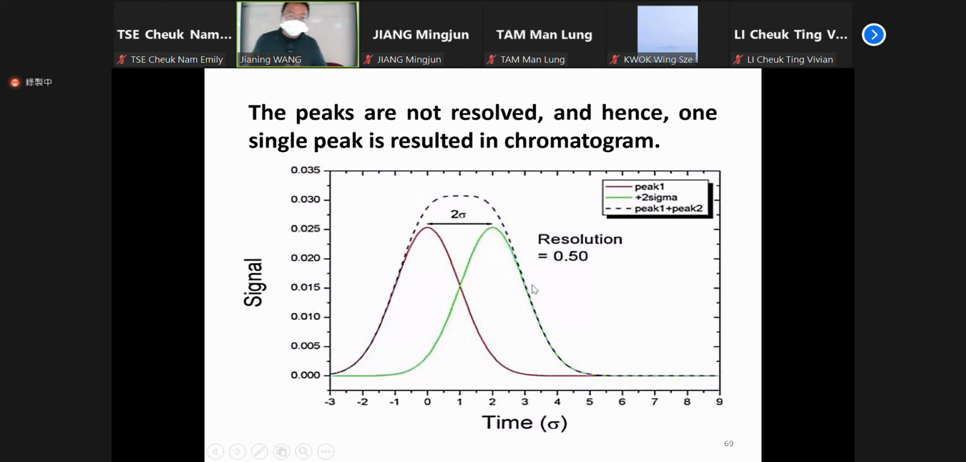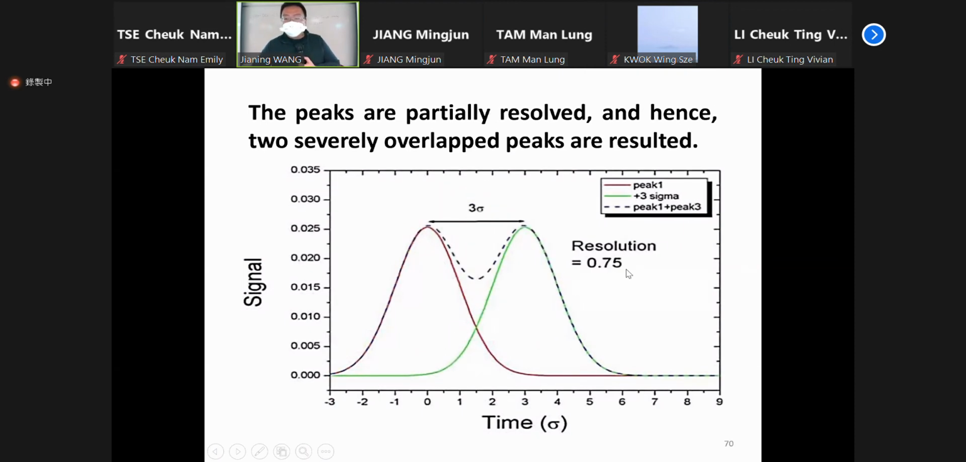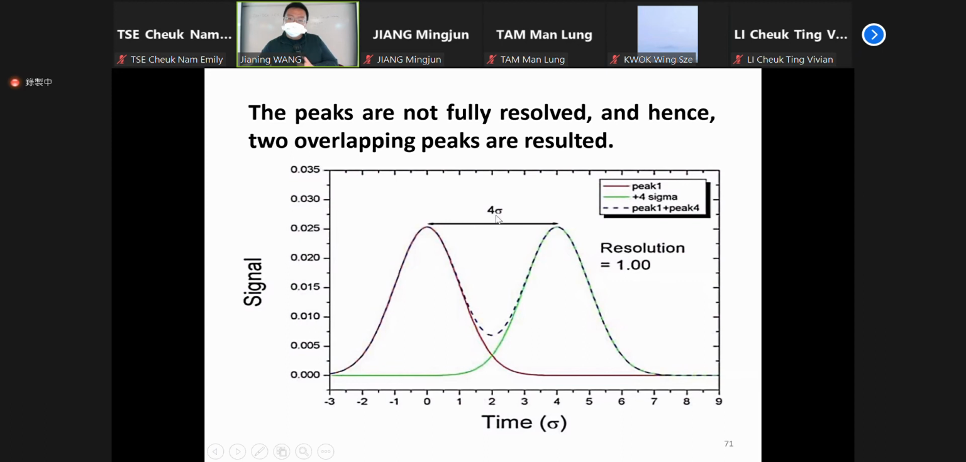So here is some example. Sigma is just one standard deviation, right? When the resolution equals 0.5, what we can see is just the dashed line, and this is the resolution equals 0.75. So the separation, the peak distance, is 3 sigma. One peak distance is 4 sigma.